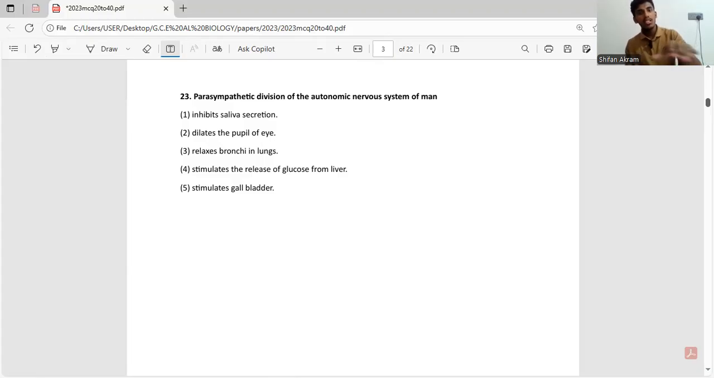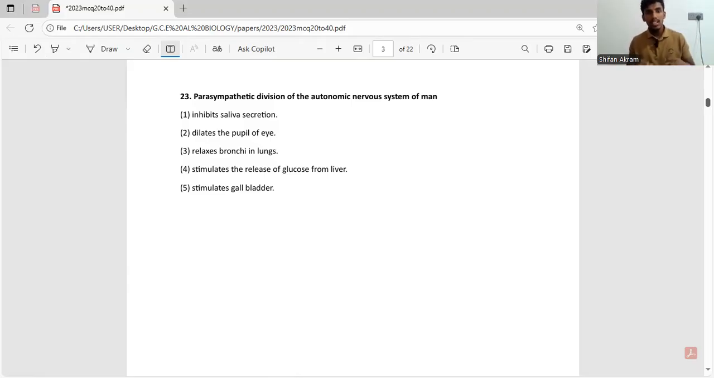Then the fourth one, we have stimulates the release of glucose from the liver. Now, when is glucose released from the liver? We know glucose is stored as glycogen in the liver. Glycogen is broken down during high energy activities. High energy activities occur during sympathetic nervous division activation, right? Again, that statement is also wrong, because the parasympathetic division usually stores glucose as glycogen.